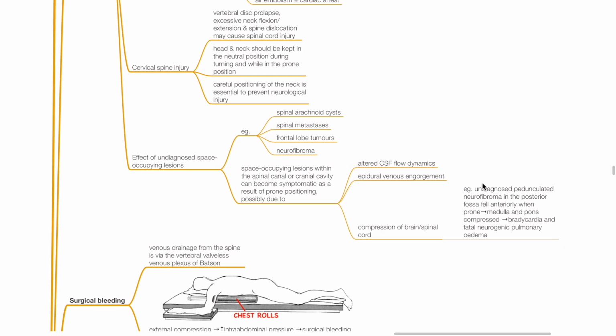Effect of undiagnosed space-occupying lesions such as spinal arachnoid cyst, spinal metastasis, frontal lobe tumors, and neurofibroma. Space-occupying lesions within the spinal canal or cranial cavity can become symptomatic as a result of prone positioning, possibly due to altered CSF flow, epidural venous engorgement, or compression of the brain and spinal cord. For example, an undiagnosed pedunculated neurofibroma in the posterior fossa fell anteriorly when prone in a case, resulting in compression of the medulla and pons, bradycardia, and fatal neurogenic pulmonary edema.